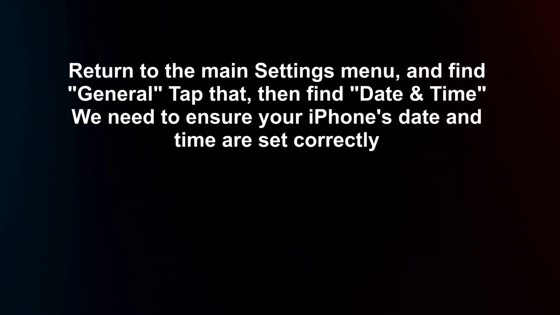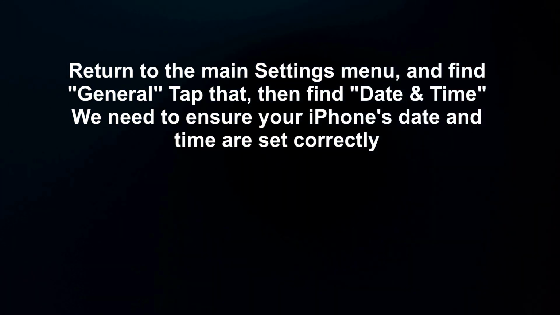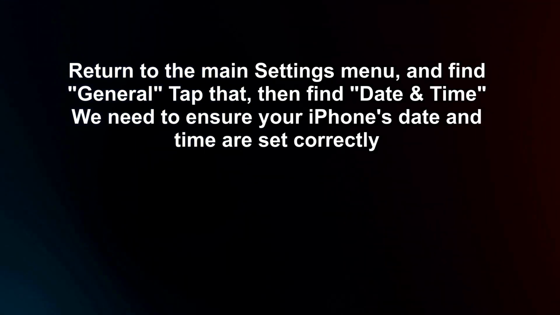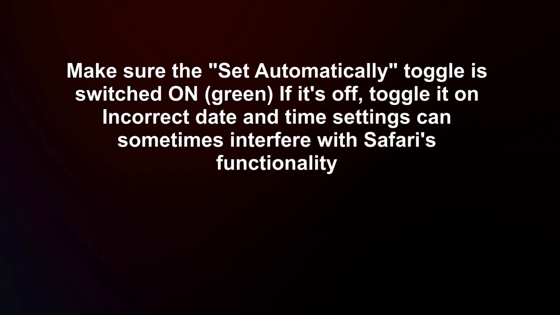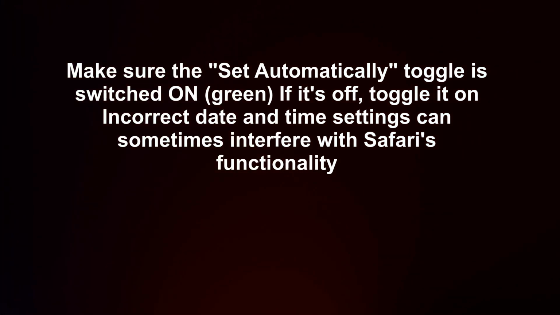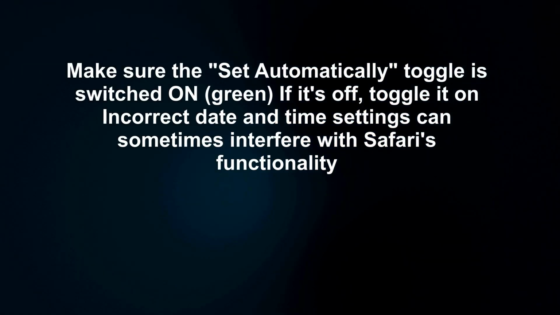Return to the main Settings menu and find General, tap that, then find Date and Time. We need to ensure your iPhone's date and time are set correctly. Make sure the Set Automatically toggle is switched on, green. If it's off, toggle it on. Incorrect date and time settings can sometimes interfere with Safari's functionality.